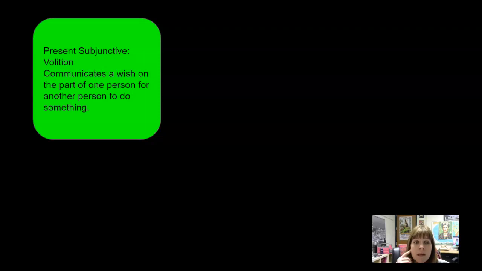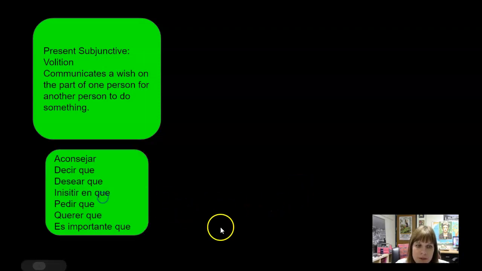we've gone over. So one of the first ones that we were introduced to was the present subjunctive volition. And what that means is it communicates a wish on the part of one person for another person to do something. So we use the subjunctive when we are speaking of volition. We want to communicate something that we wish for somebody else.